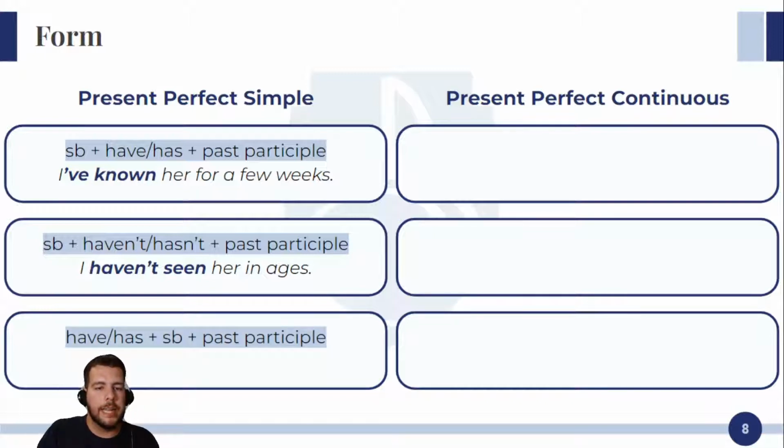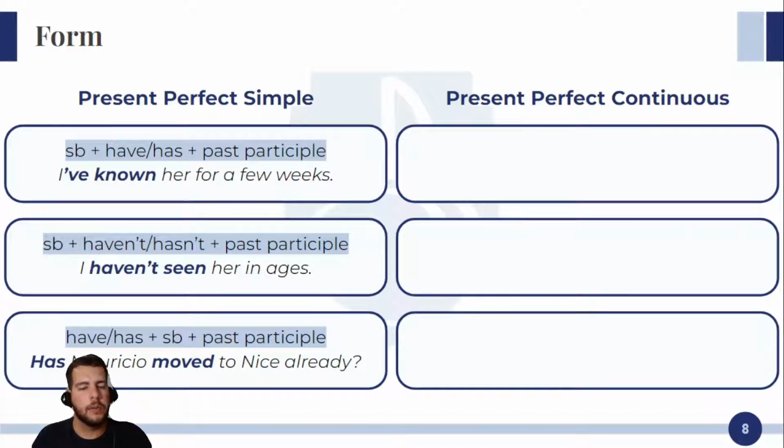In questions we have have or has, subject, and the past participle. For example, has Mauricio moved to Nice already? Moved is a regular verb, and moved is the past participle of move. Okay, that was the case for the present perfect simple.